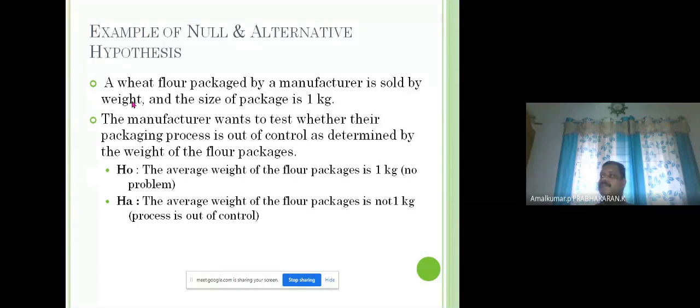This is an example for the null and alternative situation. Here the null situation says that the average weight of the flour package is 1 kg. Thus, there is no problem in the existing system. At the same time, the manufacturer developed an alternative to know whether the system is in control or not. The average weight of a flour package is not 1 kg. The process is out of control.